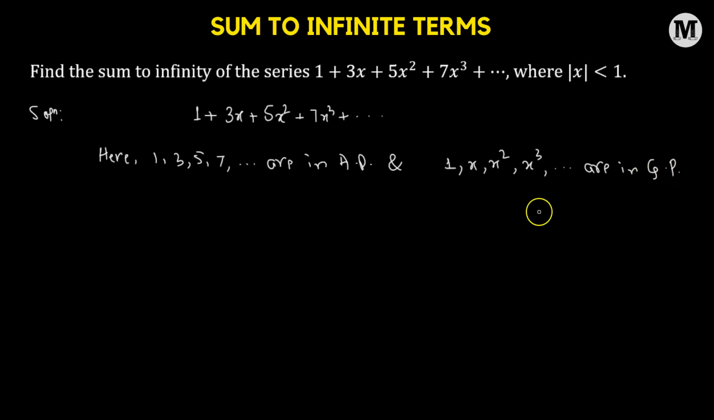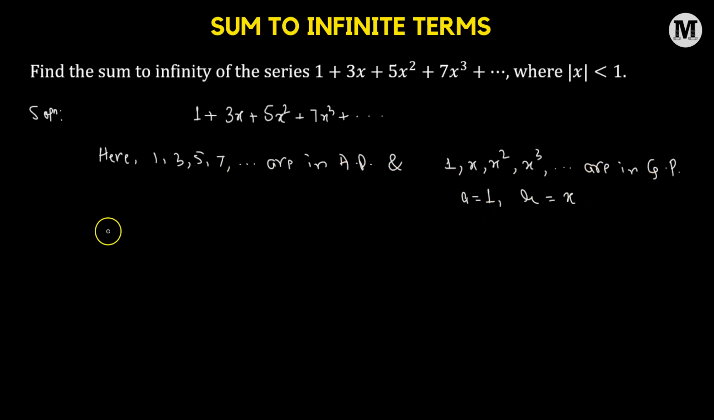Now if they're in geometric progression, then the first term a will be 1, and the common ratio, defined by taking any term in the sequence and dividing it by the previous term, gives us x. Now this is an arithmetico-geometric series because it is composed of these two sequences. One is in arithmetic progression and the other is in geometric progression.